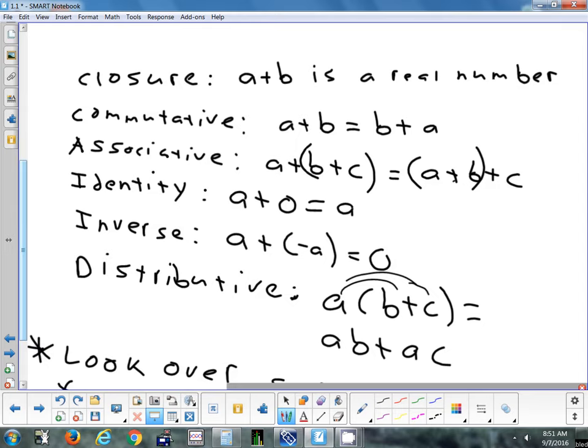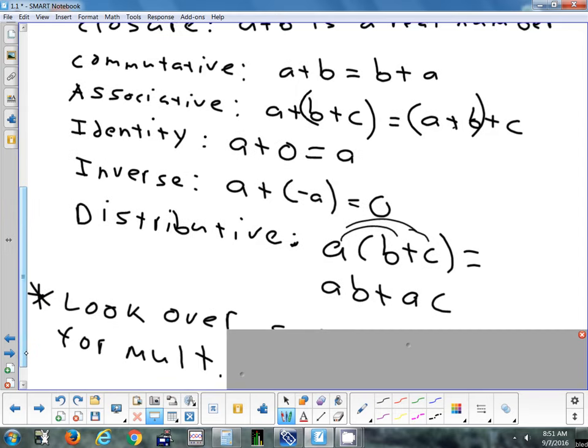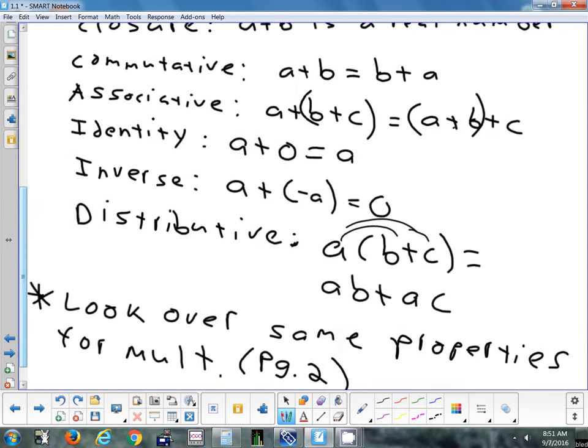And a lot of these properties also work for multiplication, but I'm not going to go through them all. For example, with commutative multiplication, you could say A times B is the same as B times A. 2 times 5, 5 times 2, same thing. Okay, so they have all these same properties in your book for multiplication.